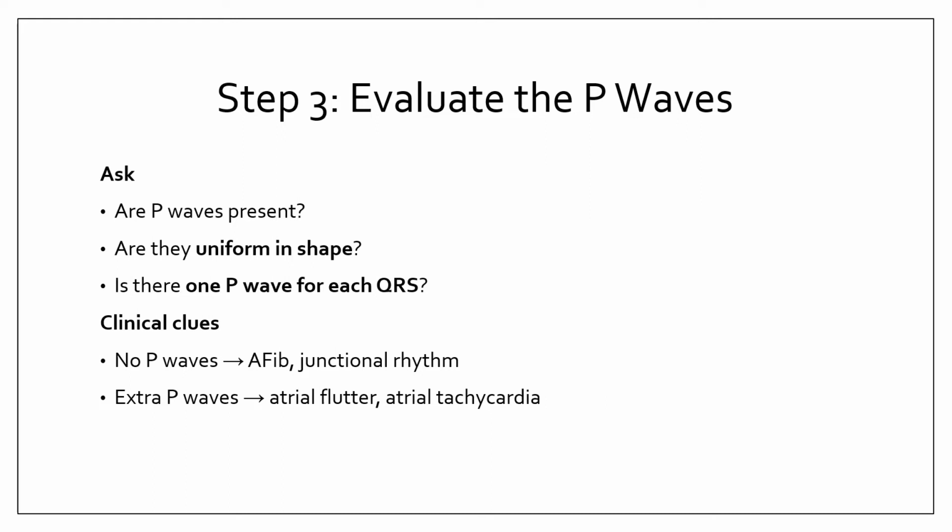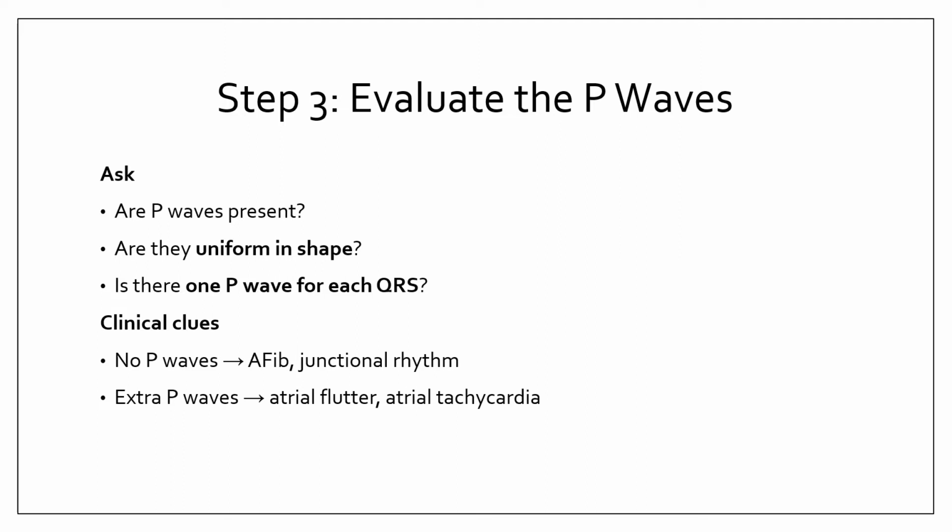Now that we know the rate and whether the rhythm is regular, the next critical question is, is the rhythm starting in the atria where it should? So P waves help us answer that. So we want to ask, are there P waves present? And a normal P wave, again, is going to represent atrial depolarization and originates from the SA node. In normal sinus rhythms, P waves should be present, they should be upright, and they should be easy to identify. You're also going to ask yourself, are the P waves uniform in shape? So they should look the same from beat to beat.